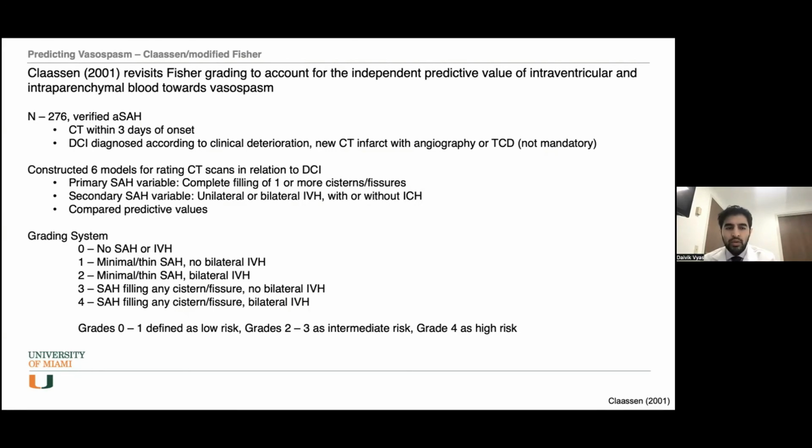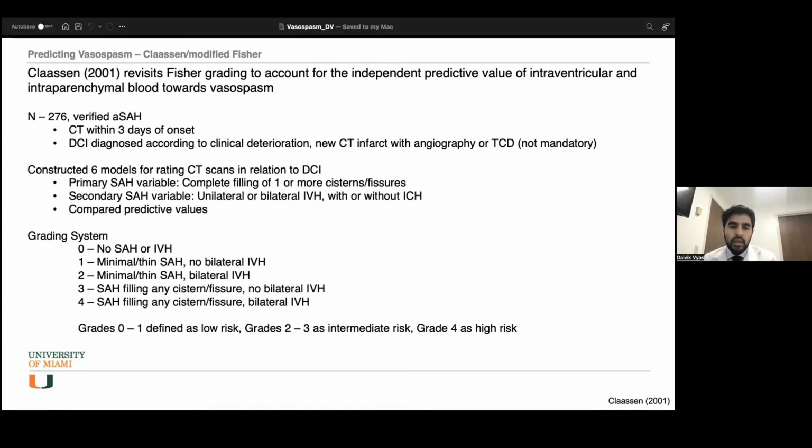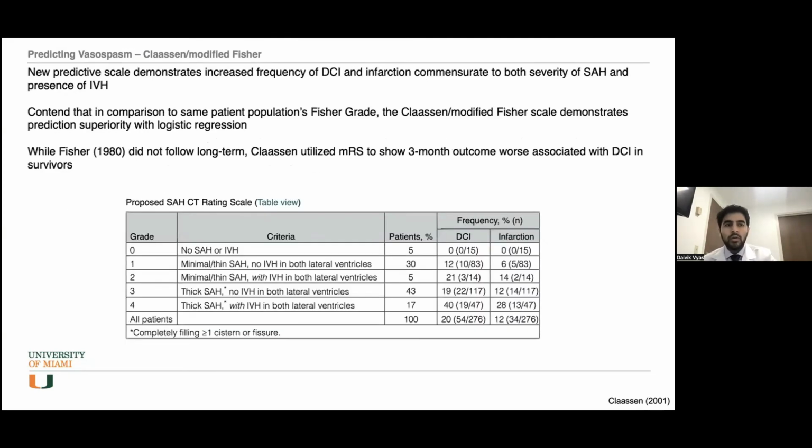And the one they ended up with created 5 grades from 0 to 4, with grades 0 to 1 being defined as a low risk of vasospasm, grades 2 to 3 as an intermediate risk, and grade 4 as the highest risk. So in these cases, they divided all the grades according to both the severity of the subarachnoid hemorrhage itself, either minimal or thin, or filling a cistern, and whether or not there was bilateral IVH in the lateral ventricles.